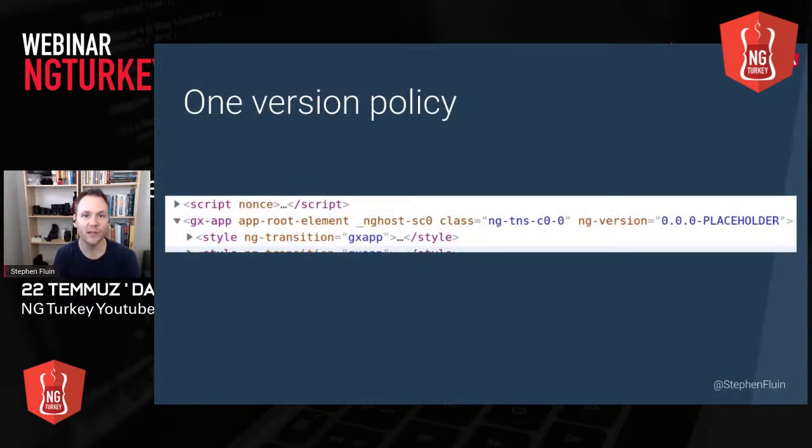We also have this idea of a one version policy. So if you ever look at an Angular application that is built within Google, and you look at the ng version attribute, you're going to see 000 placeholder. And what this means is that that version of Angular is actually running off of the latest commit on GitHub. So Google does not use the majors and the minors of Angular.